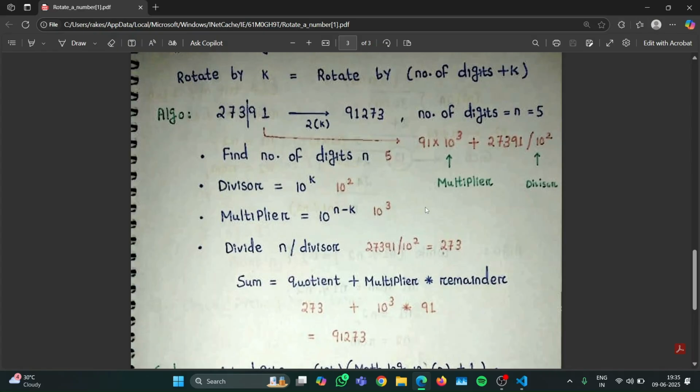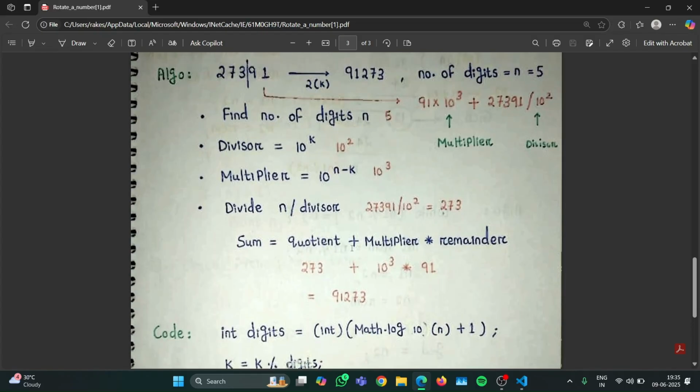So we got that value as the multiplier. We have to multiply the remainder with the multiplier value that we have got from here, and then we have to simply add the quotient value. The quotient value is nothing but the number divided by the divisor. So here we get our required number.